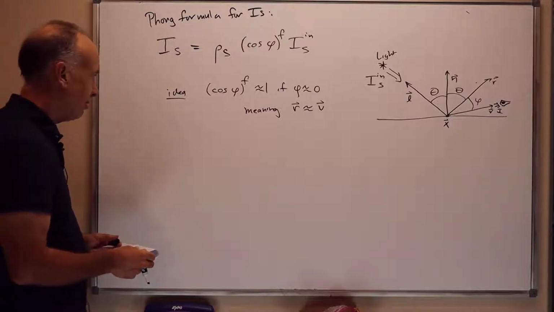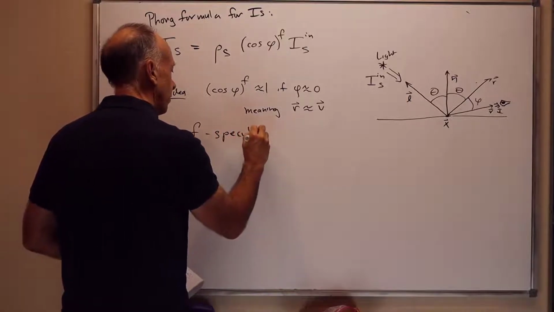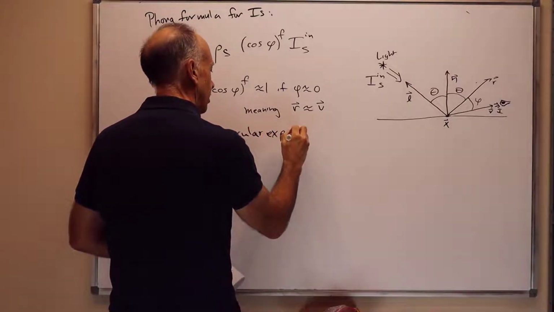So let's take a look at what this looks like. Here, f is the specular exponent, also called the shininess coefficient.